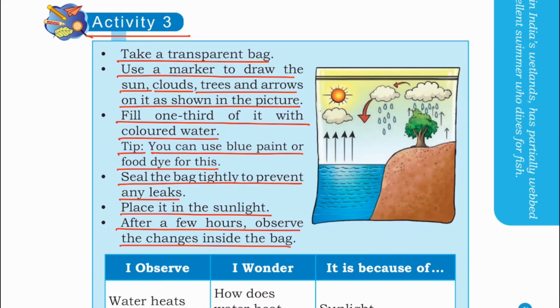In this activity, you have to take a transparent bag. You have to make sun, clouds and water as shown in this picture and seal the bag tightly. You have to place this in sunlight and see the changes. Please remember to fill colored water as shown here.